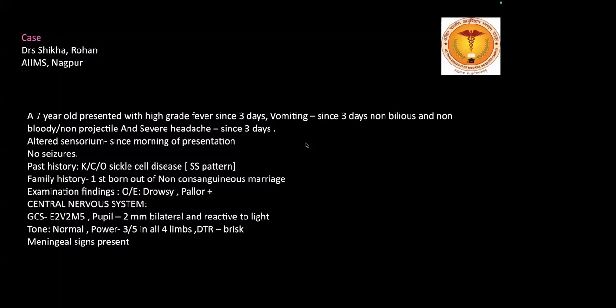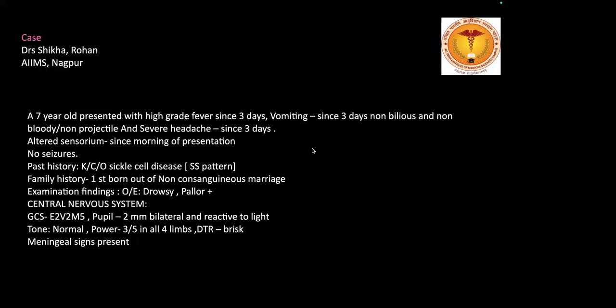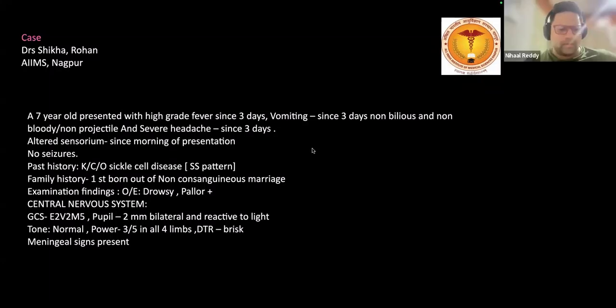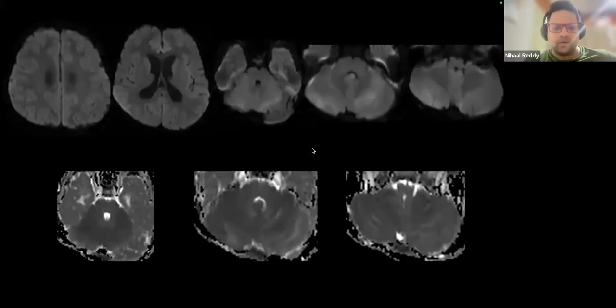We did an LP. You want me to show the images first? 400 cells, 90. Yes, sir. Okay, I think we have 2 or 3 sets of images. So this is the initial one, once the child presented, on diffusion and ADC sequences.